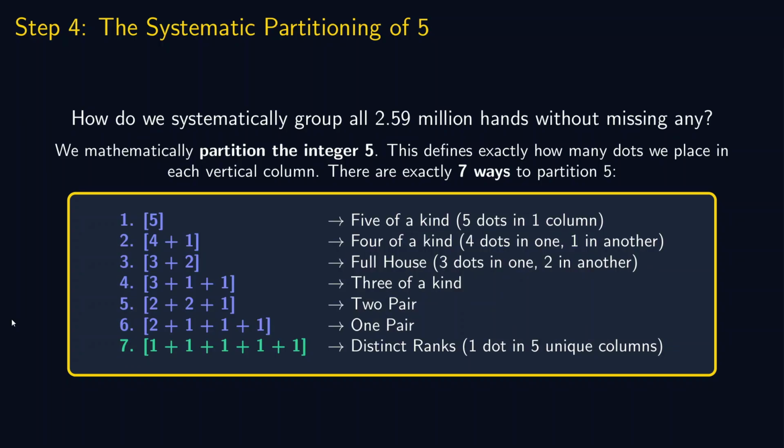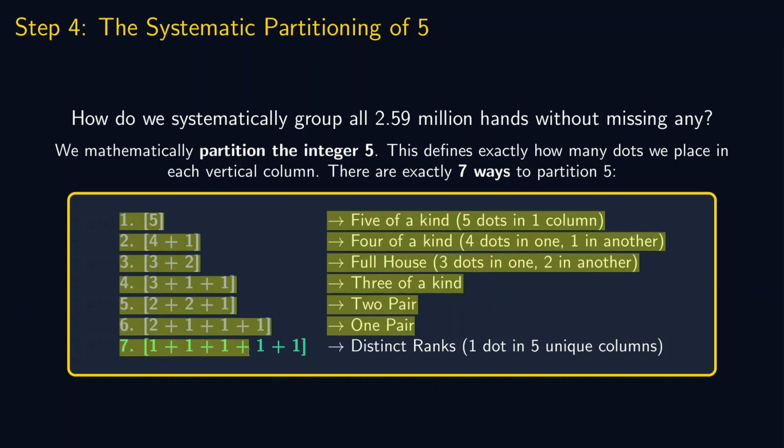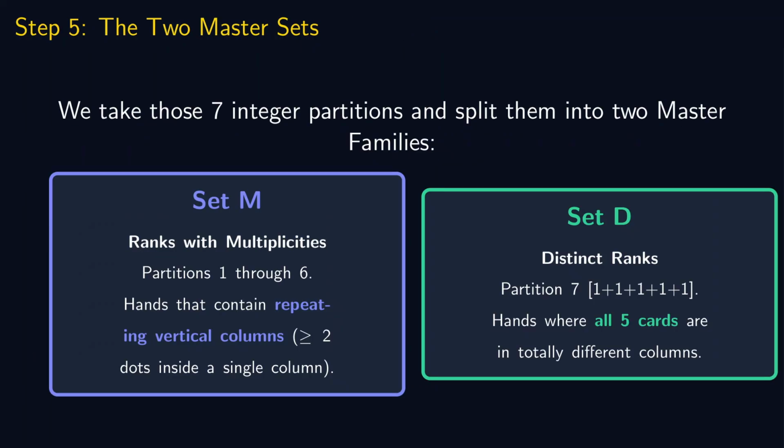Now we have just finished building our complete map of the integer partitions of 5. We have 7 unique ways to write 5 as an ordered sum of positive integers. And each one of those partitions describes a distinct family of poker hands. But before we dive into calculating each family one by one, I want to take a moment to step back and organize everything neatly into 2 big groups. Think of it as sorting your tools before you begin a project. We are going to call these 2 groups our 2 master sets.